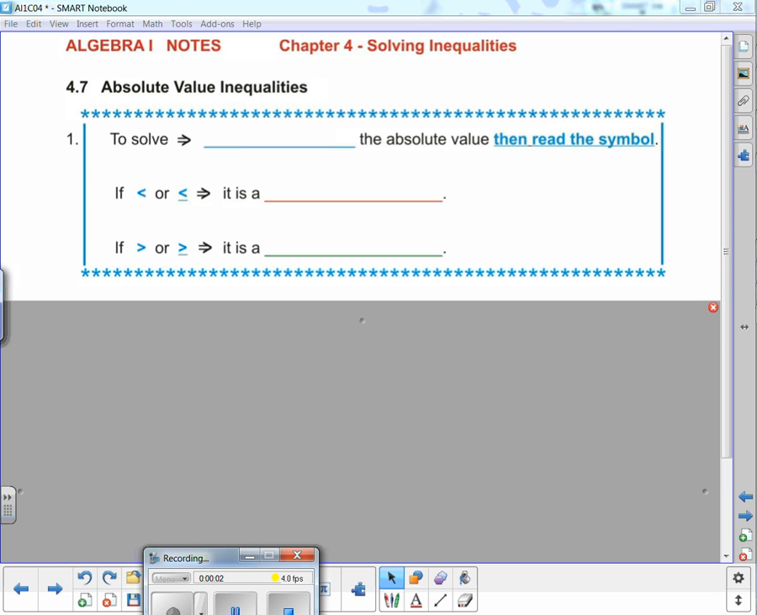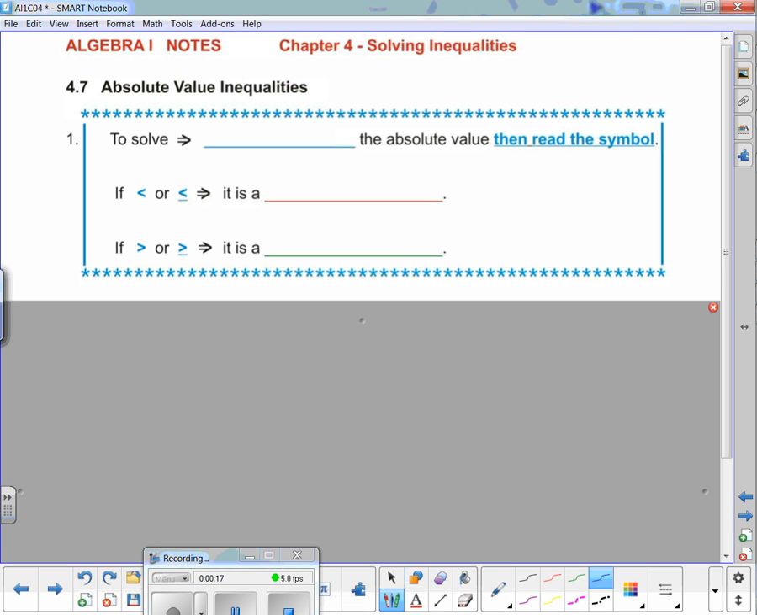Okay, here we go. Last lesson, absolute value inequalities. All right, so we just got done with absolute value equations. Now we have absolute value inequalities. How are you going to solve them? It's going to start the same way. ISO the ab. Isolate the absolute value.